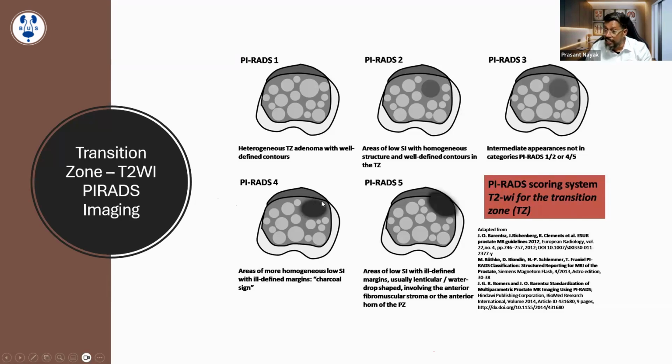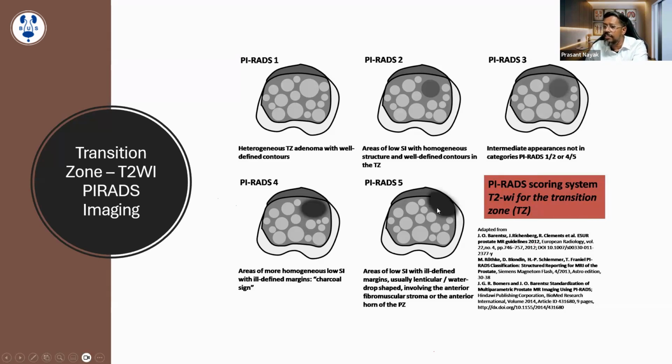Here, more of lenticular, what I was talking about, lens shape with all the margins indistinct. It's again hypointense compared to the surrounding nodules. This is also called a charcoal sign because of its effaced margins all around. Just like you have a charcoal drawing and if you smudge it, similarly it appears as if all margins have been smudged, margins are effaced. So that is why it is called a PI-RADS 4 lesion.